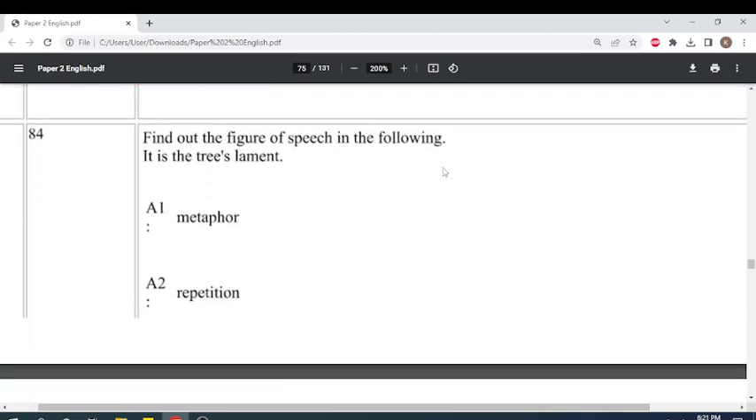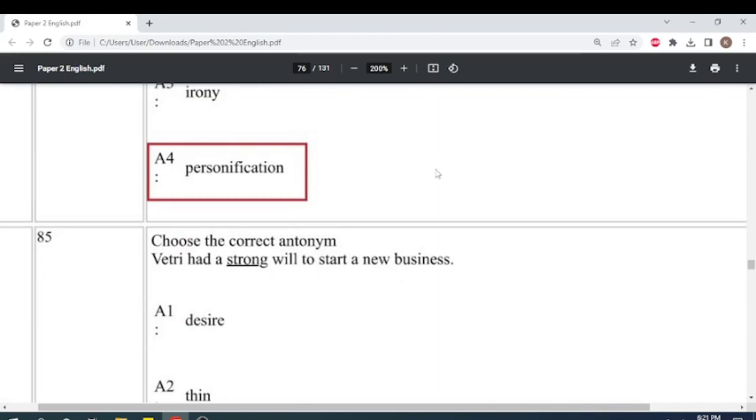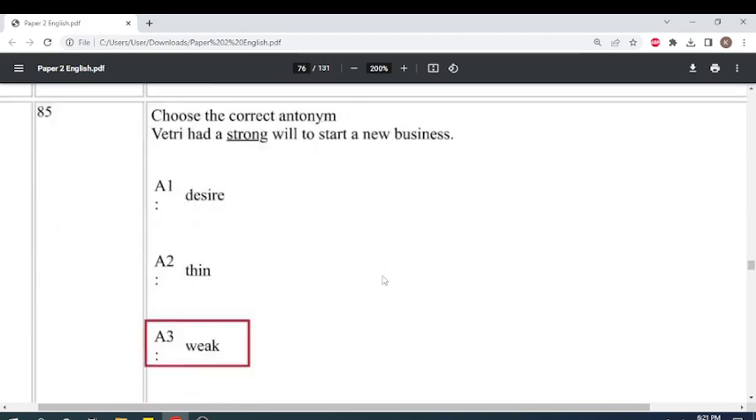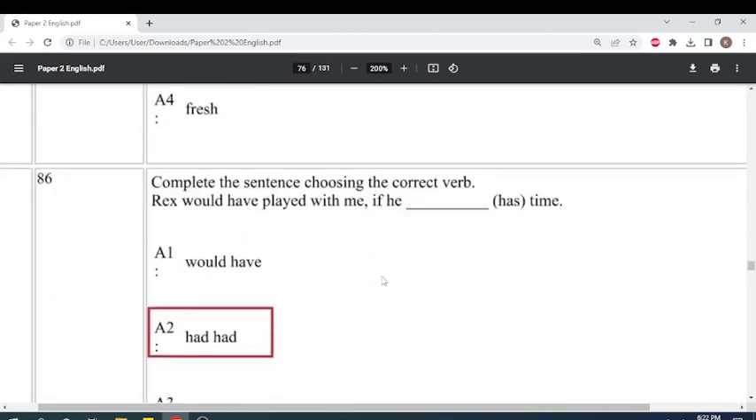84. Find out the figure of speech in the following. It is the tree's lament. Answer A4, personification. Choose the correct antonym. Vetri had a strong will to start a new business. Answer A3, weak. 86. Complete the sentence choosing the correct verb.